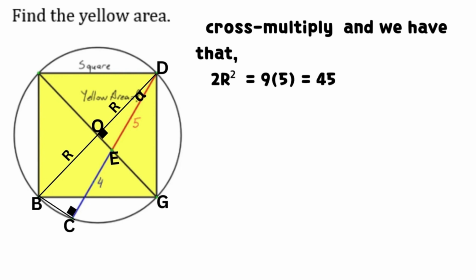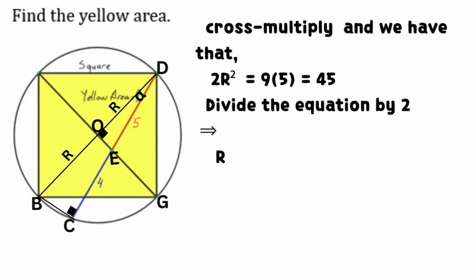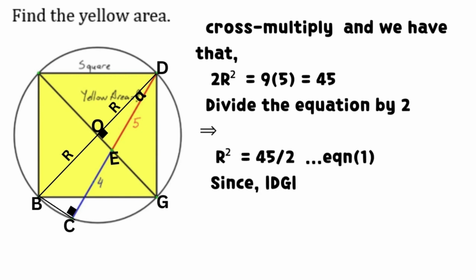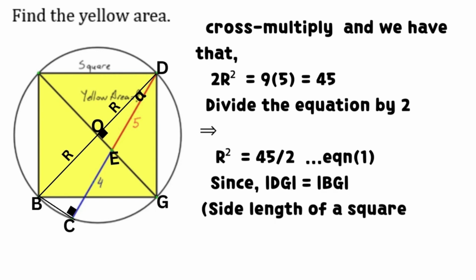Cross multiply and we have that 2 times the square of R equals 9 times 5, which equals 45. Divide the equation by 2 and we have that the square of R equals half of 45. We call it equation 1. Since line DG equals line BG, it is because the side lengths of a square are equal.